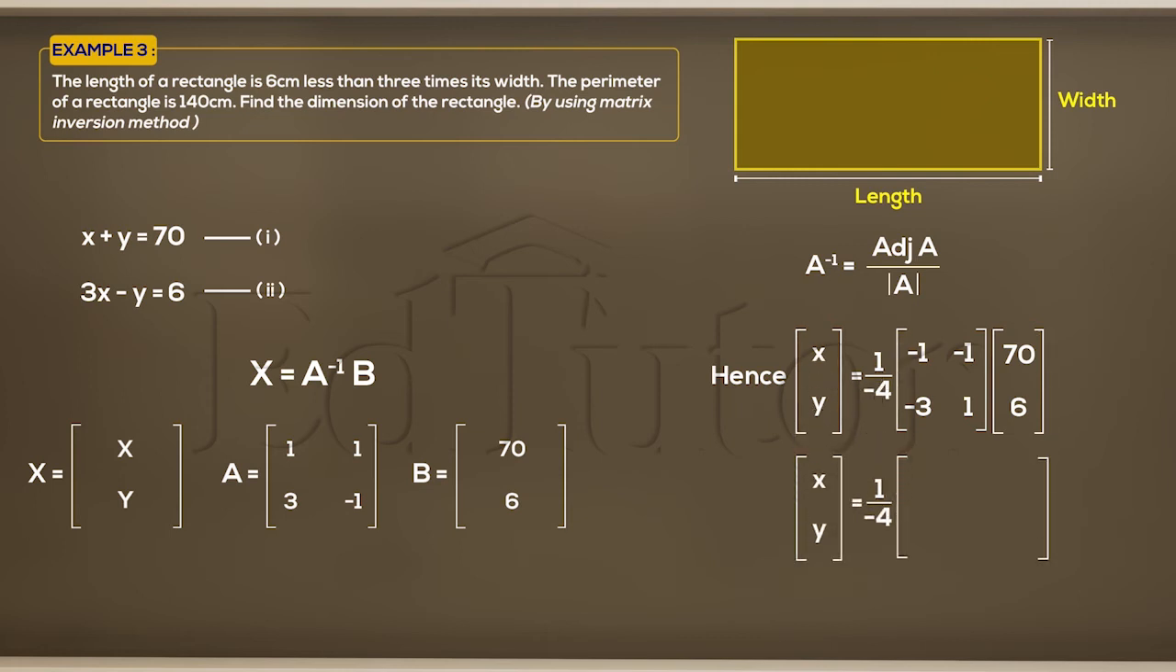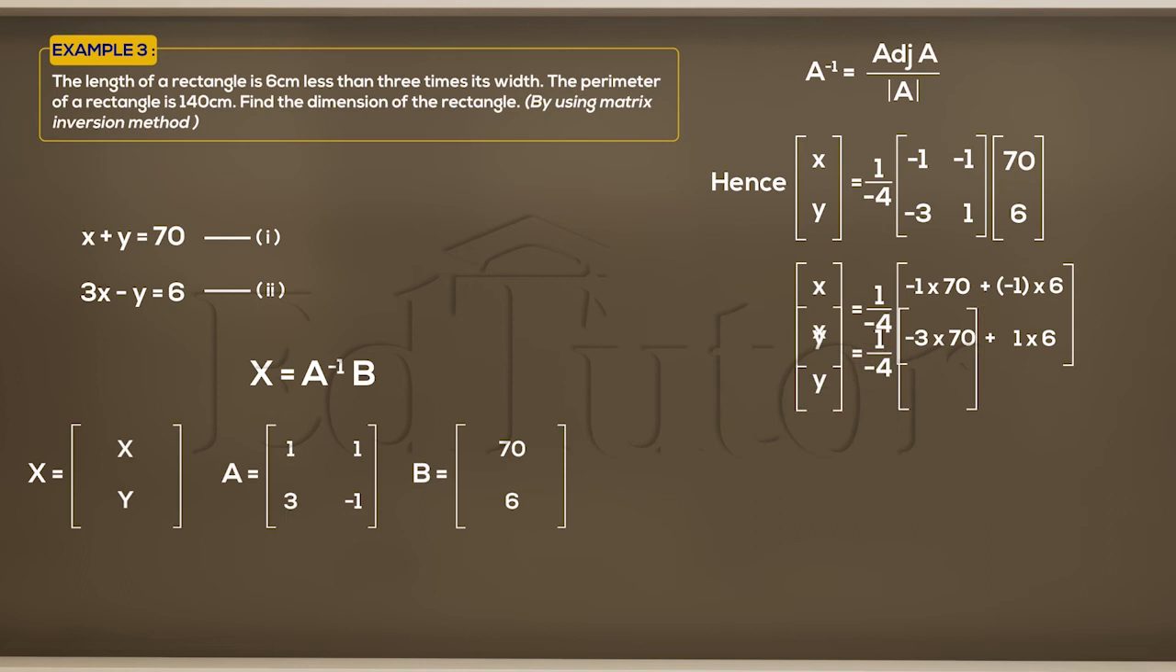Writing this scalar value outside as it is and multiplying the first row with the first and only column to get the 1, 1 position. Now, I am multiplying the second row with this column and the result comes at 2, 1. By solving, we get negative 76 and negative 204.